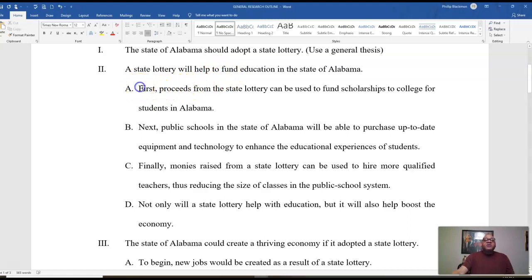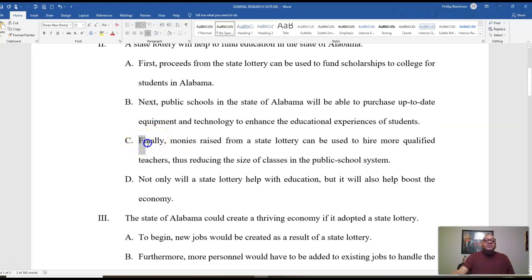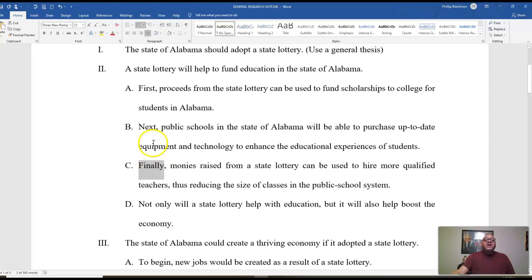One of the things I want you to keep in mind is make sure that you're using transitions for A, B, and C. Doesn't matter what transitions you use, just as long as you use transitions. Instead of first, you could use to begin, to start. You could use also, in addition, furthermore. You can use to conclude, here for finally. Doesn't matter. Just give me transitions.